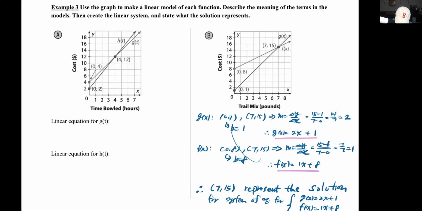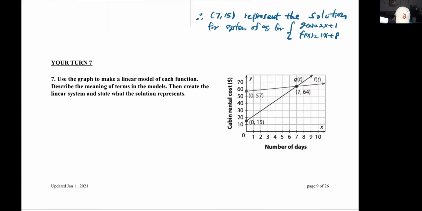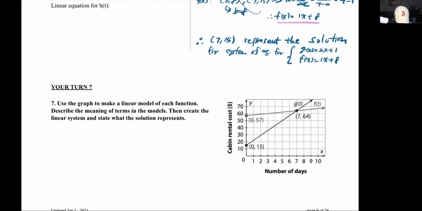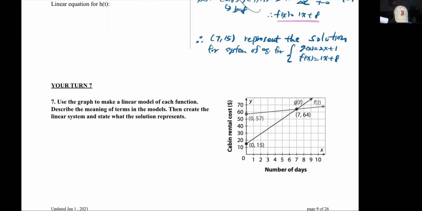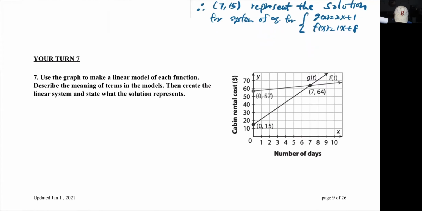All right, guys. We have your turn. Why don't you guys pause the video and practice your turn? And this one maybe takes anywhere from 2 to 5 minutes.